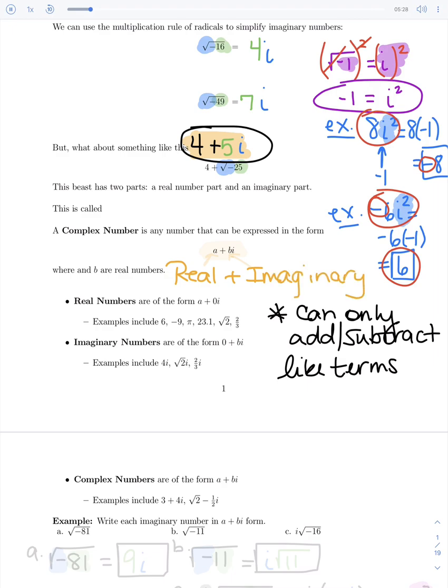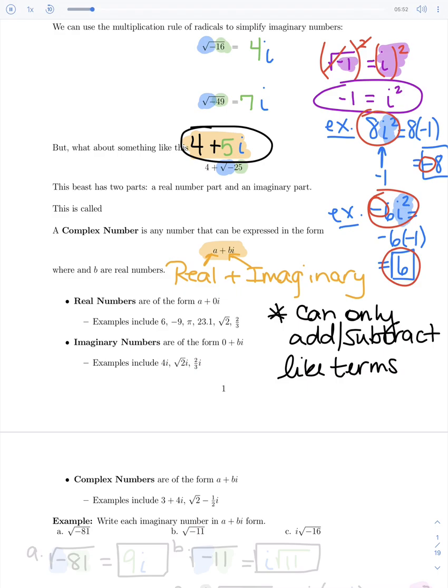And that's what we see right here when you look at things like a plus bi. The real part always comes first. The imaginary part, the i part, always comes second. And what you'll notice is i's will work a lot like x's for the most part, except we're used to putting x terms at the beginning. We're going to put the i terms at the end.